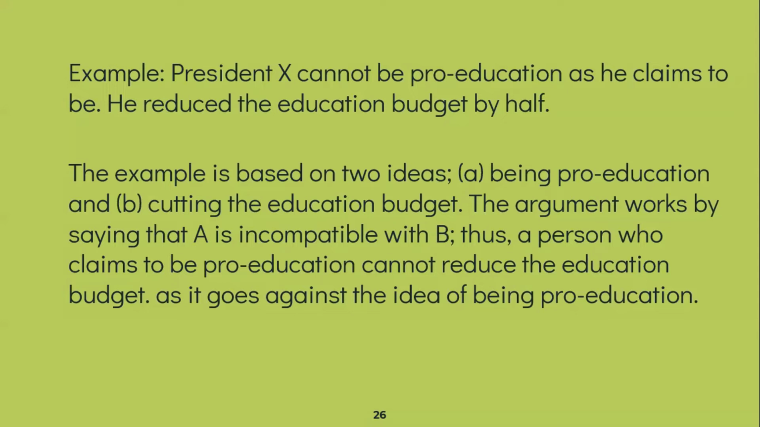The argument works by saying that A is incompatible with B. Thus, a person who claims to be pro-education cannot reduce the education budget as it goes against the idea of being pro-education. So it's hard to claim something if your own actions contradict your belief, stand, or position. So in order to check the soundness of your argument, consider whether the two choices or ideas are really incompatible. If they can be combined, for example, if it is logical for a person to claim to be pro-education and yet reduce the education budget, then the incompatibility argument is false.